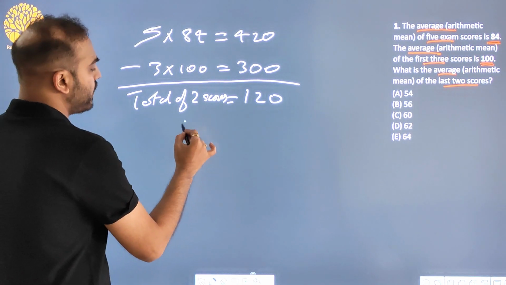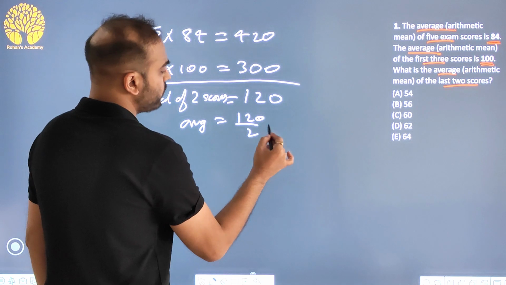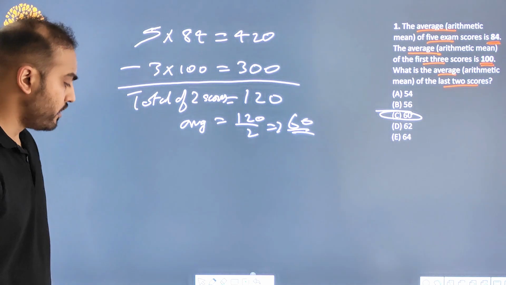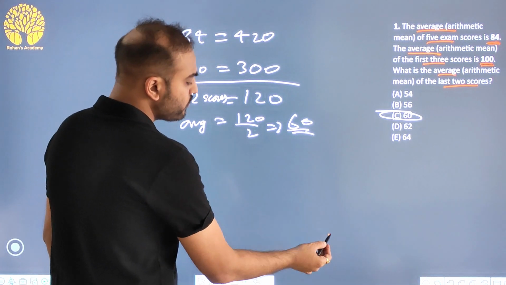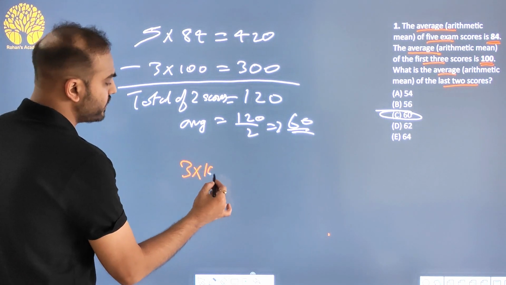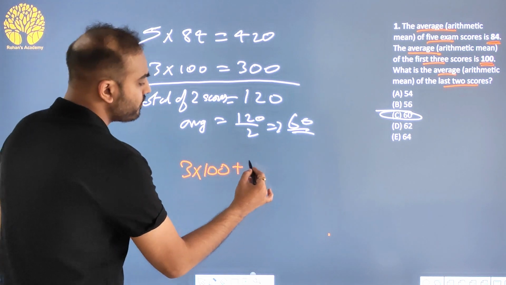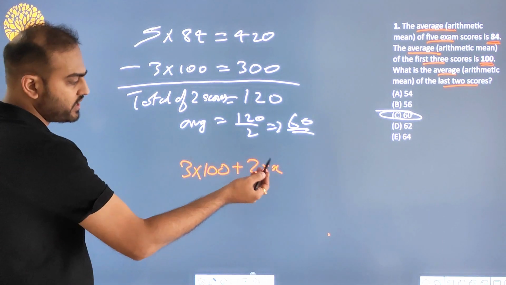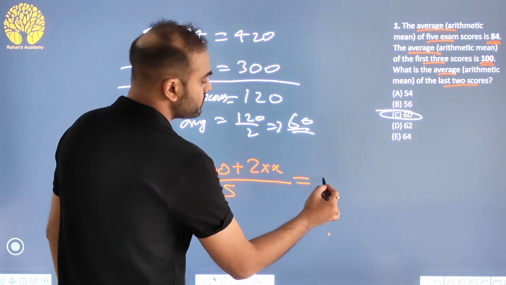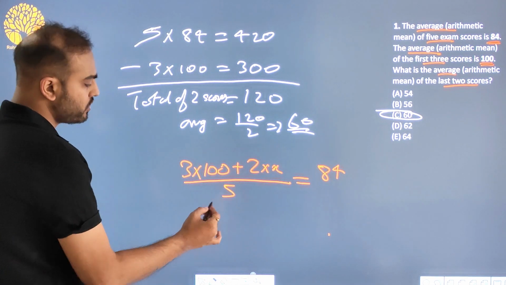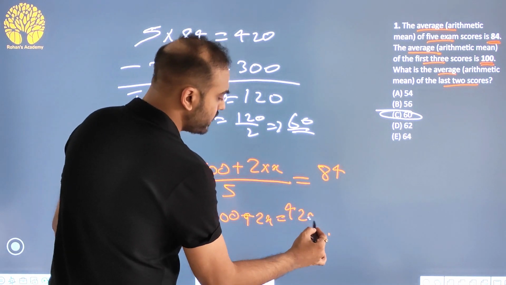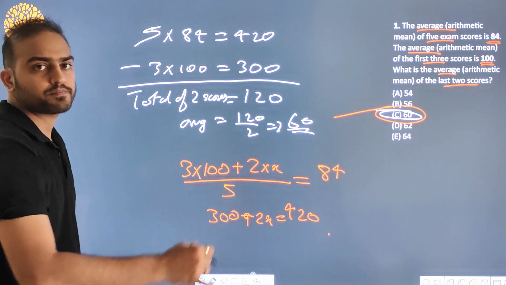So the average of the last 2 scores is 120 by 2, 60. If you want, you can solve it using weighted average as well. We write first 3 scores, average is 100. In that, we add the last 2 scores with average x, whole divided by 5 because total 5 scores. Overall average is 84. So again you get the same equation, 300 plus 2x is 420, x is 60.